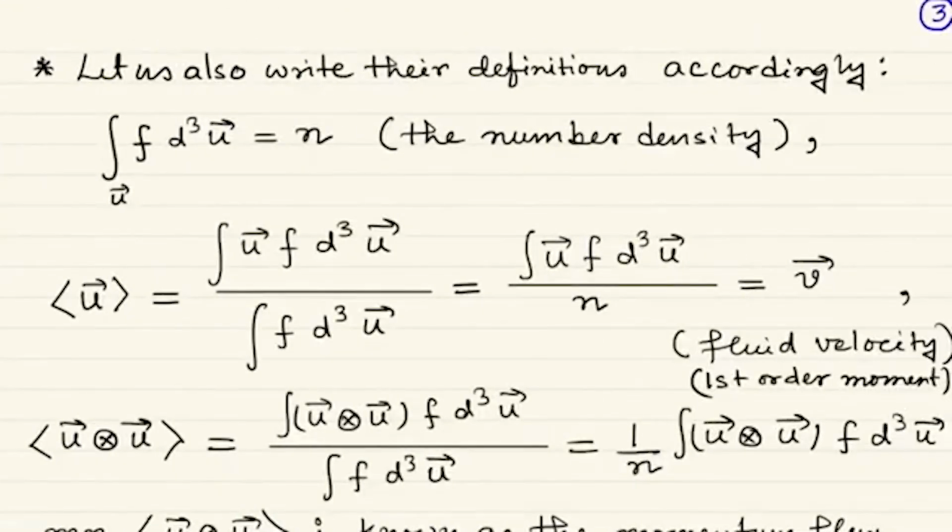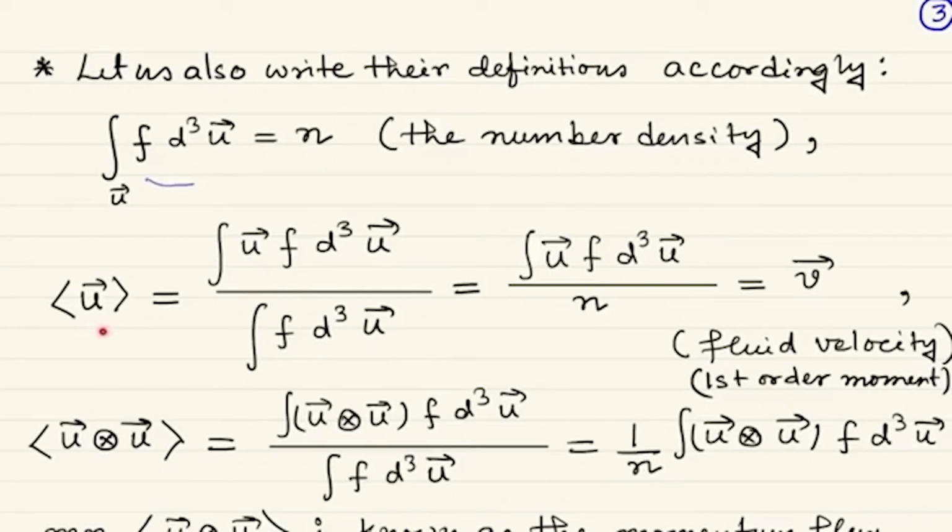Now let us write the definitions accordingly, and for that we can easily say, as our previous knowledge says, that f d cube u is nothing but the number of particles per unit volume, per unit phase space volume. Now when you integrate this in the velocity space, then it will simply be the number of particles per unit real volume, and that is nothing but our particle density or number density n.